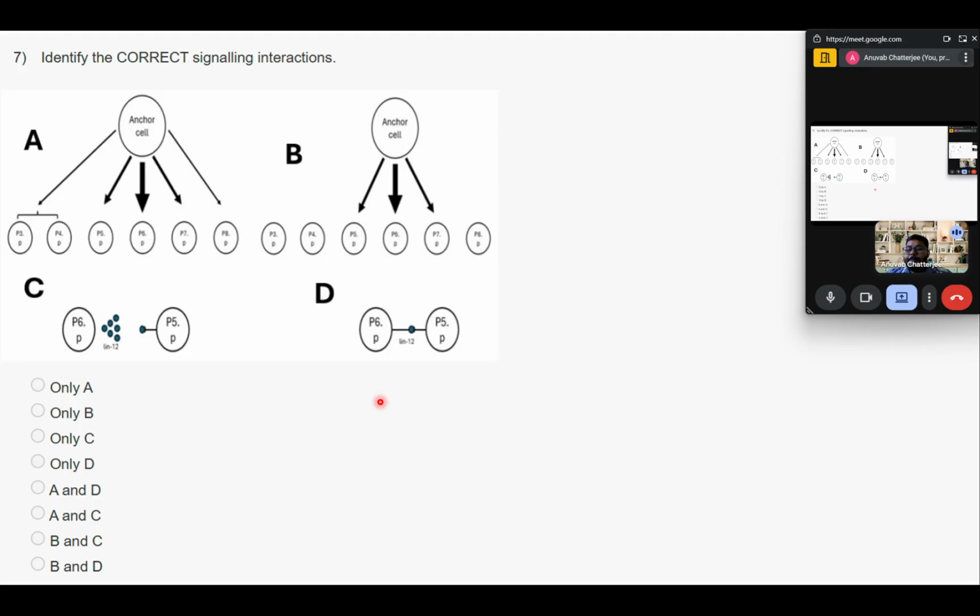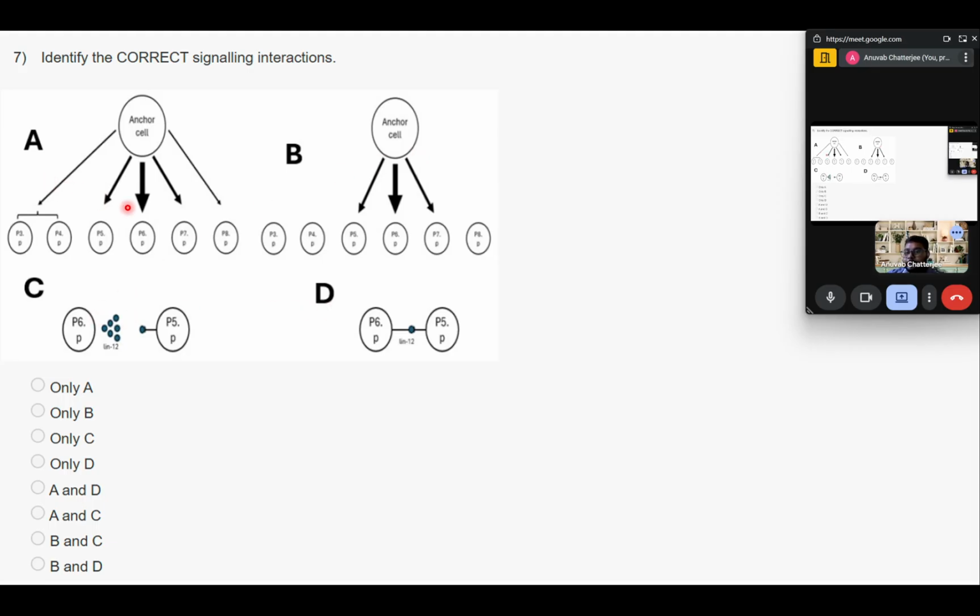Moving forward, identify the correct signaling interactions in this image. So this is us going all the way back to C. elegans vulva development. These are the four options that we have shown. That is how signaling works, and you have to choose which ones are correct.